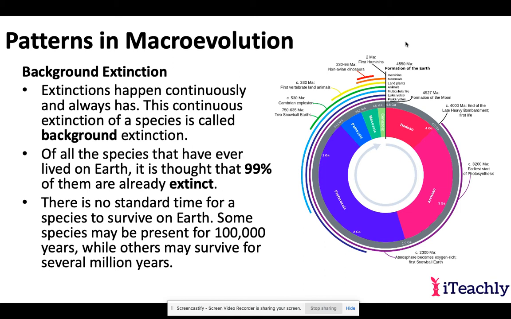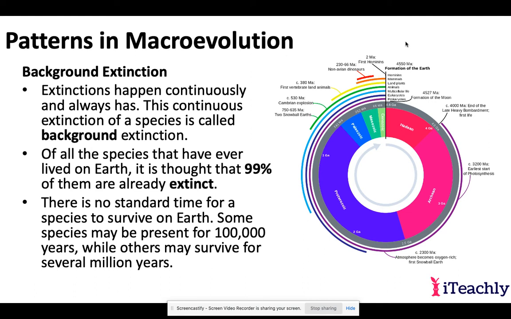Background extinction happens continuously, and it's always happening. This continuing extinction of species is called background extinction. Of all species on Earth throughout time, it's thought that 99% of them have already gone extinct. And so we're always changing. The organisms on the planet are always evolving, and that's okay.